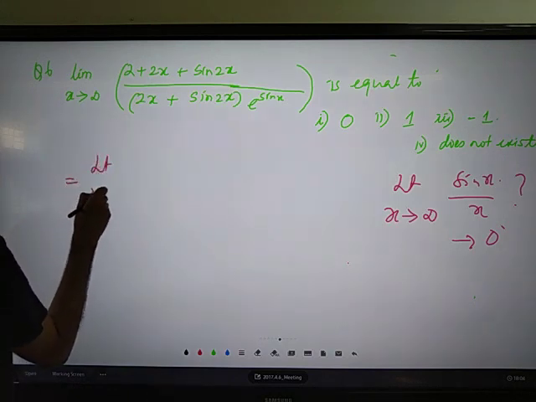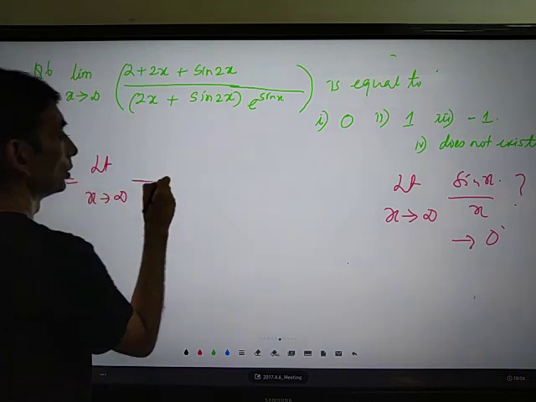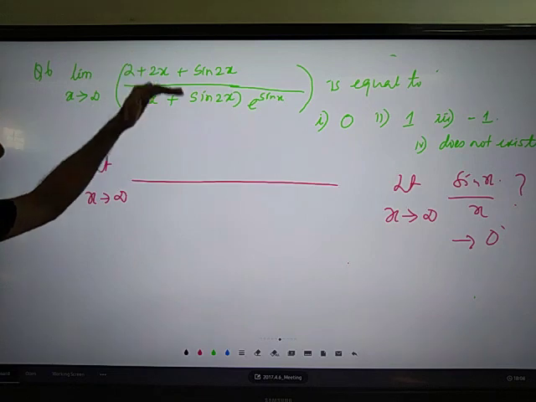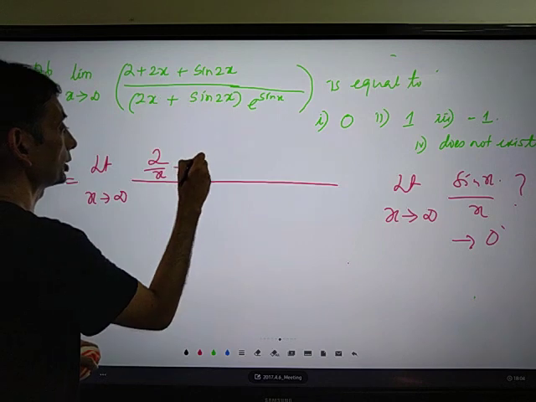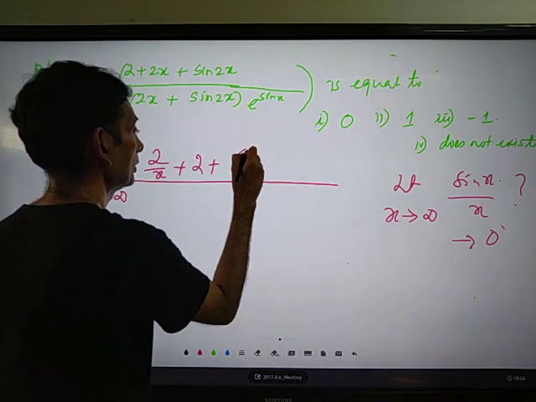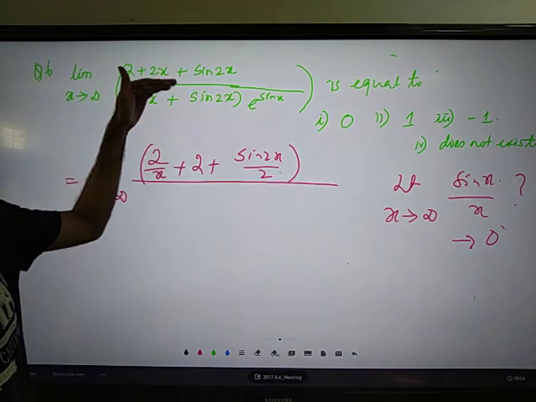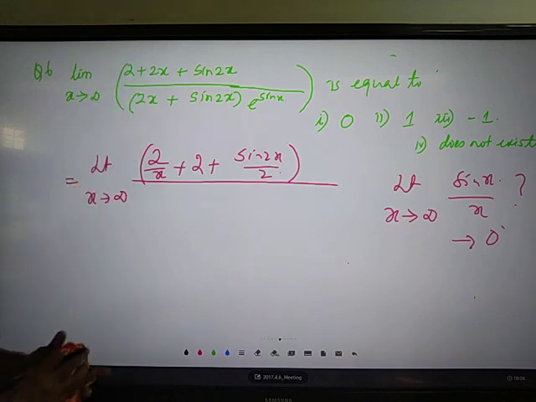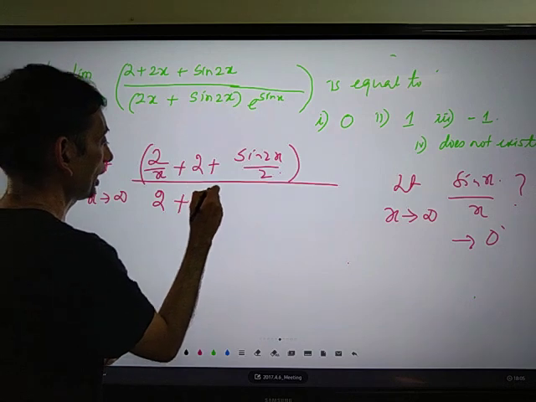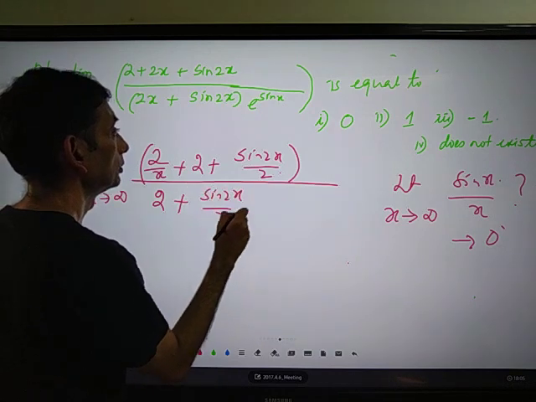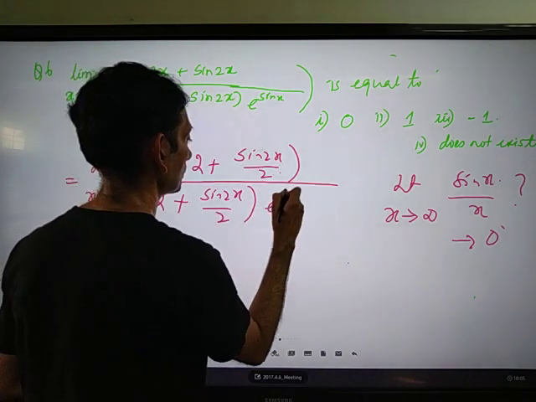Limit x tends to infinity. So what I'm going to do is divide both numerator and denominator by x. So it will be 2 by x, and this expression will be 2, and this expression will be sine twice x by x. Done? What are we doing? We are dividing both numerator and denominator by x. And if we divide twice x by x, it will be only 2. And we are dividing the sine twice x by x. Okay, done. And this is e to the power sine x.